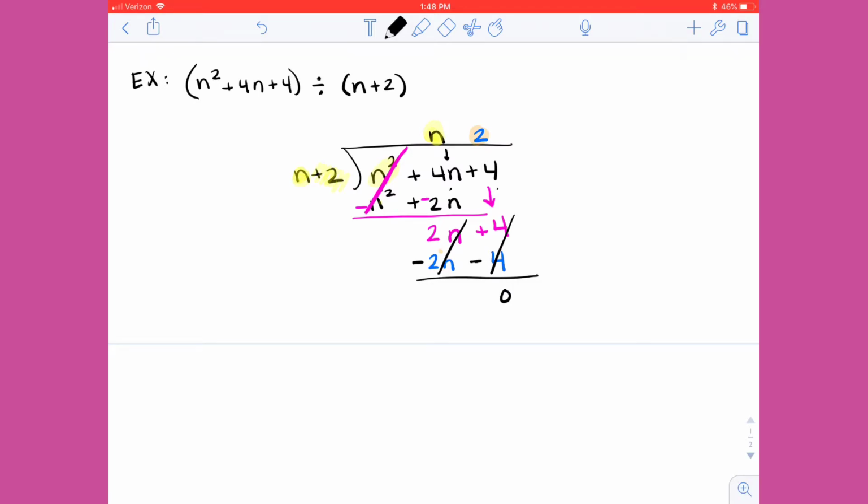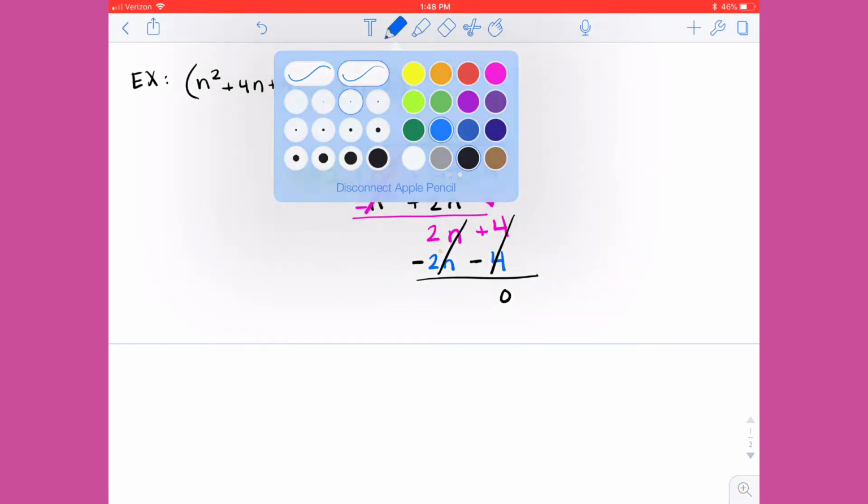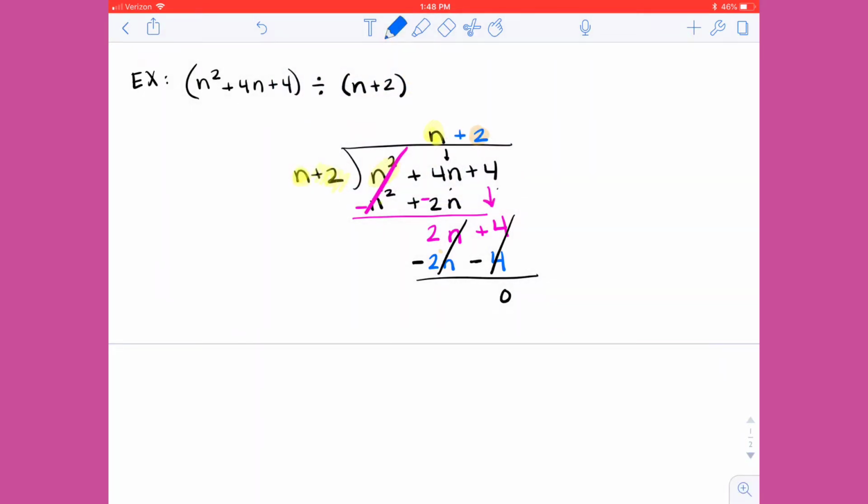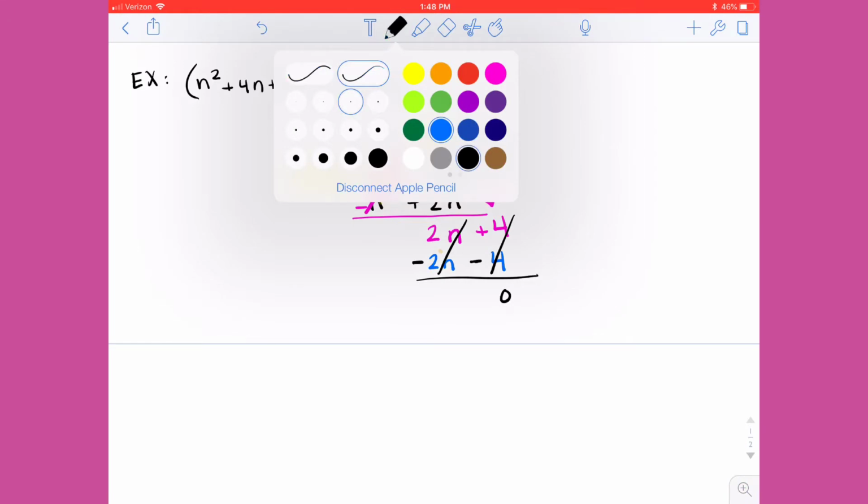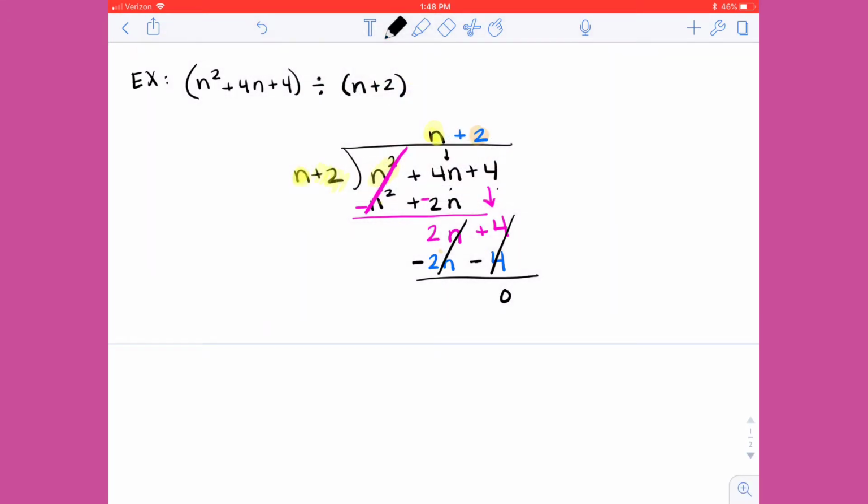And you'll notice it looks a little weird at the top. I just have that 2. Well, what is that? It's a positive 2. And so what I find out is that my answer or my solution to n squared plus 4n plus 4 divided by n plus 2 is n plus 2.